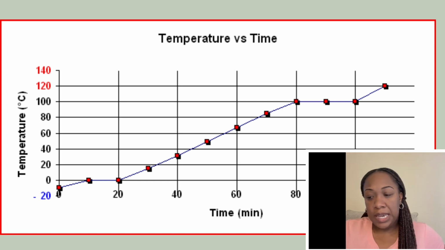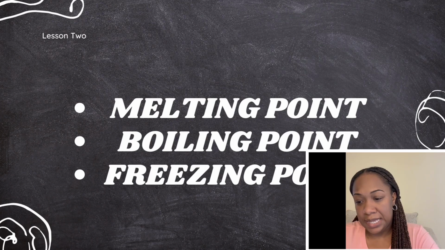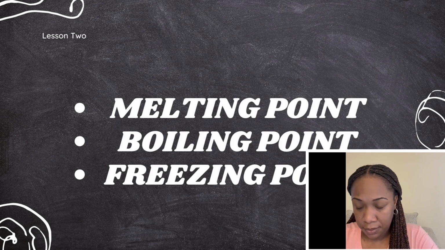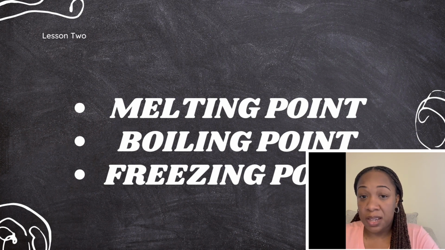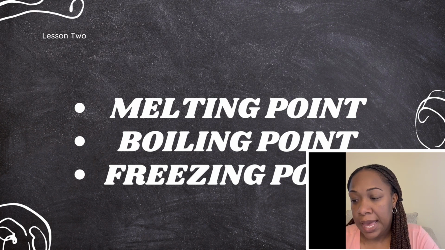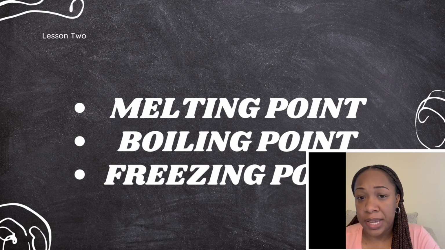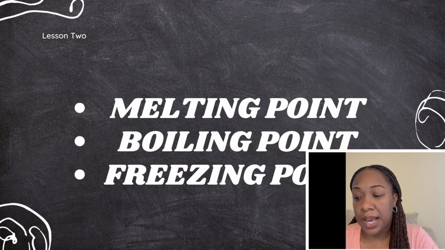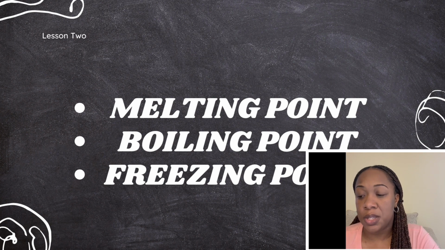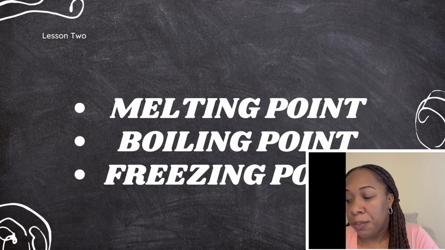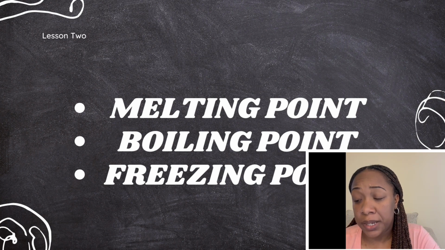So three takeaways from this before we go: point here being constant temperature, our melting point is the constant temperature at which our solid is converted to a liquid, our freezing point is the constant temperature at which a liquid is converted to a solid, and our boiling point is the constant temperature at which our liquid is converted into a gas.